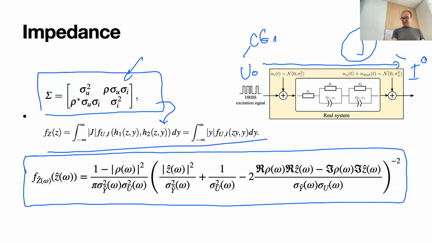And this is the distribution of each component of our impedance. It doesn't matter how it looks. The only thing that you should take notice of are the following three things: it depends on the variance of the input and the output plus the correlation coefficient, which we will now show is the true impedance. How can we show this?